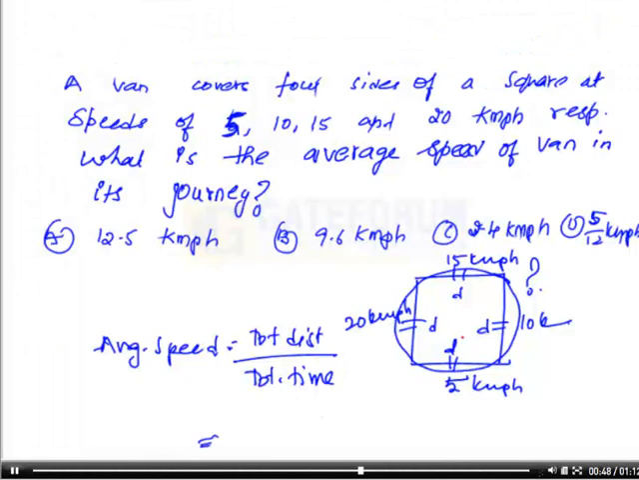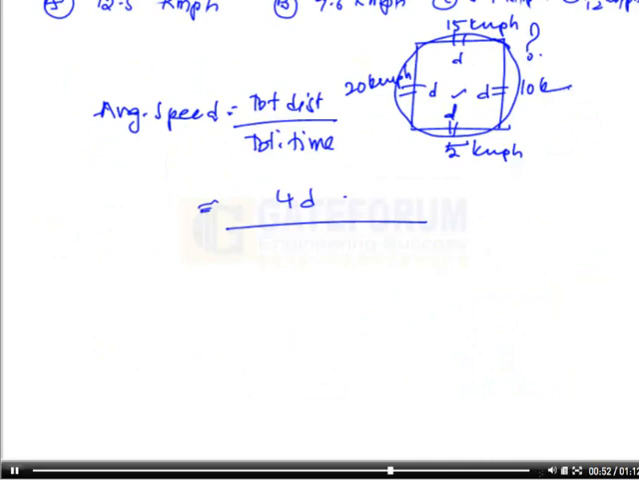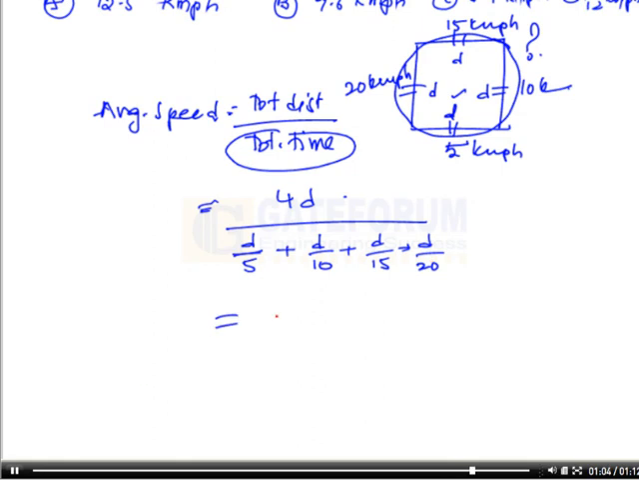Now as the distance is d in each case, total distance will be 4d, and time is nothing but distance by speed. Distance in the first case is d, by speed is 5. Similarly in the second, d by 10, d by 15 plus d by 20. If we simplify, then the value will be 9.6 kilometers per hour, which is nothing but the average speed of the entire journey, which is option B.